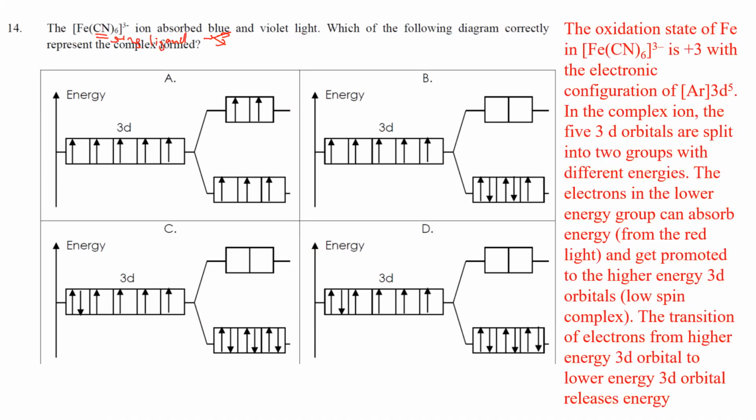So the configuration will be 3d5. Because initially you have 3d6 4s2, after you remove 3 electrons, you become 3d5 only. So you have 5 electrons rearranging themselves. And because cyanide is a very strong ligand, it causes the pairing repulsion to become smaller. The electrons are paired up to the maximum, so no more electrons can occupy the lower energy level. That is why the best answer that describes all of this is B. Okay, so that is for number 14.